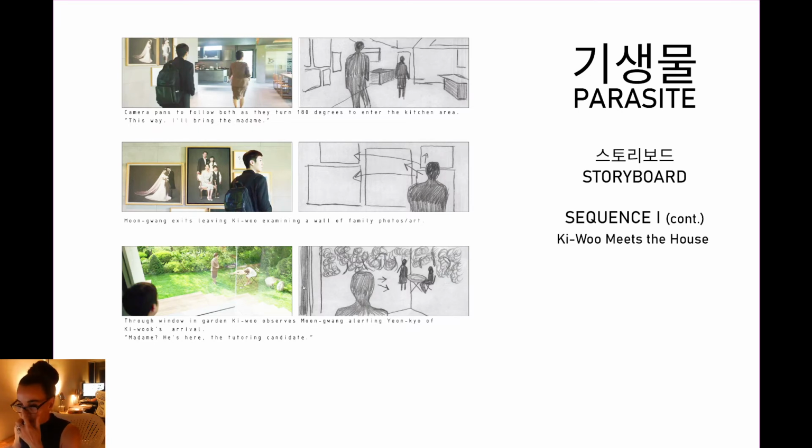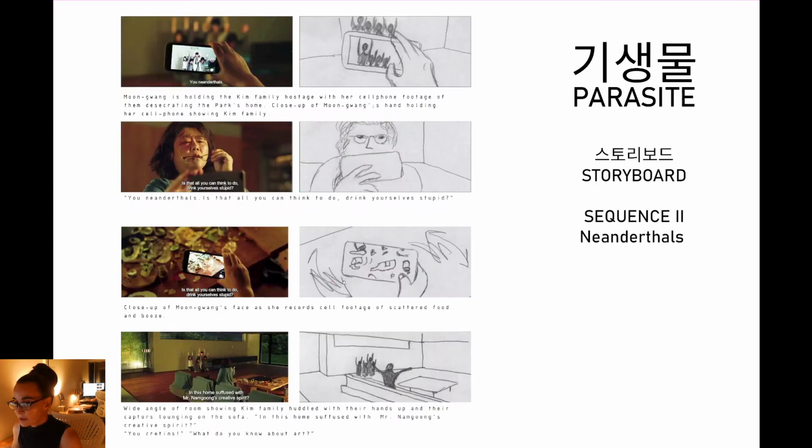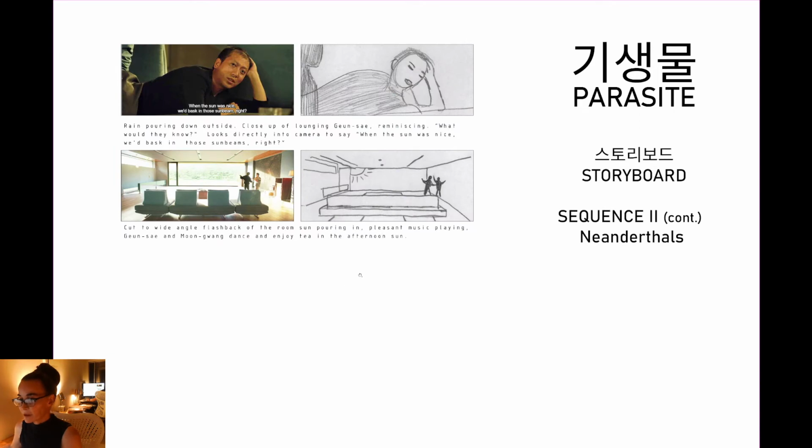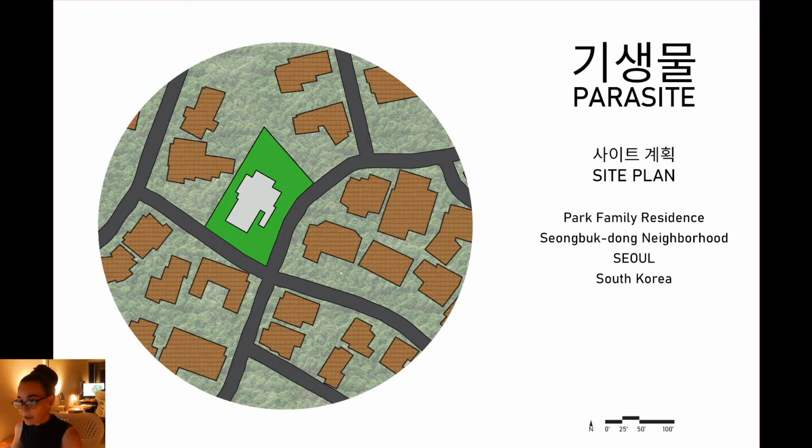And its architecture. The second scene that I storyboarded is when the original parasites, the housekeeper Moon Gwang and her husband Gyun Sai, scorn the new family for not respecting the architecture of the house, while they reminisce about their sunlight times in the house together. The site plan was designed to highlight the lush, hilly greenness of the Seongbuk-dong neighborhood, where the Park family's house is located.